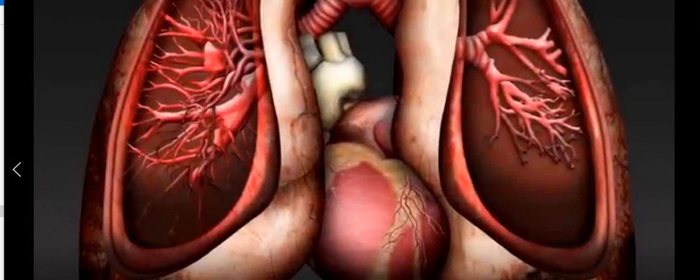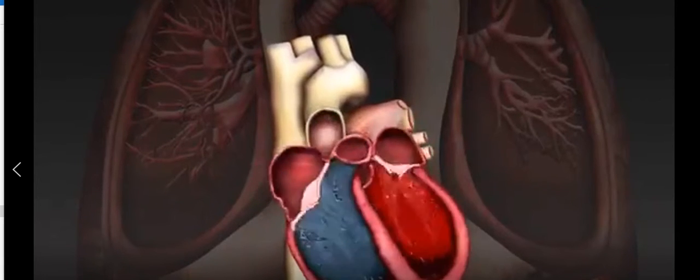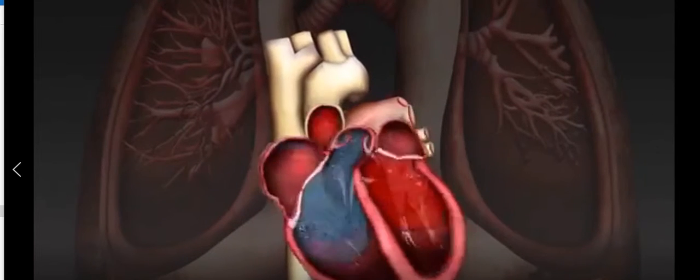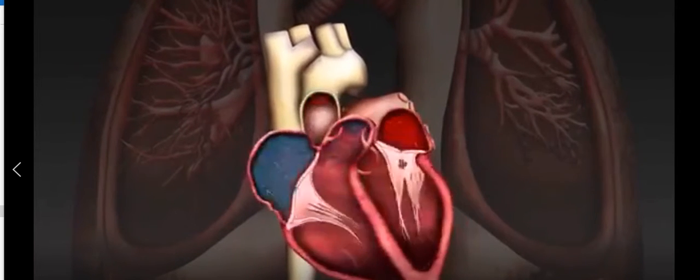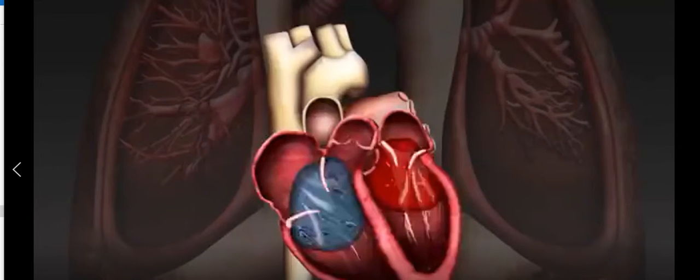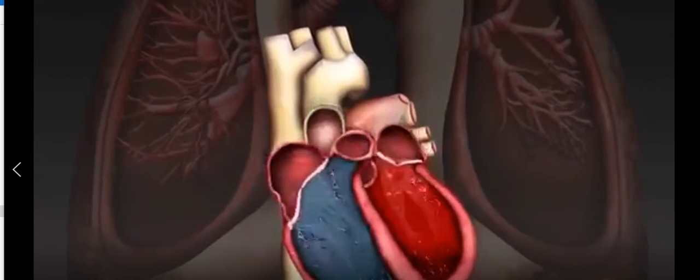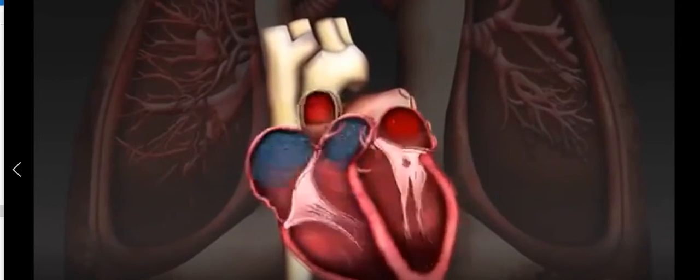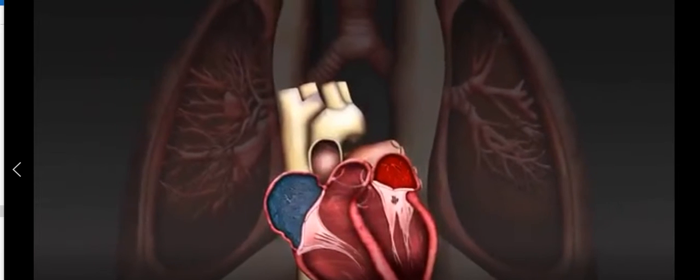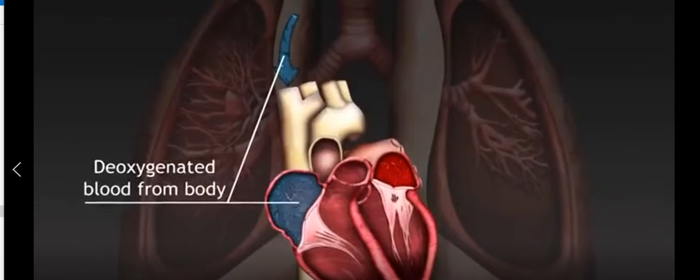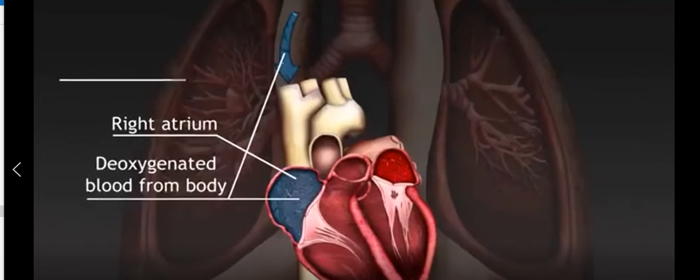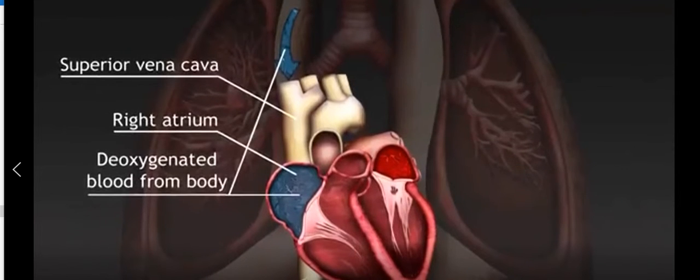A single cardiac cycle, starting with the right side of the heart. In reality, of course, the 2 sides of the heart work together at the same time, but it is easier to understand if we look at them separately, because each side of the heart has a different function. The cardiac cycle begins as deoxygenated blood flows from the body into the right atrium via the superior vena cava and inferior vena cava.